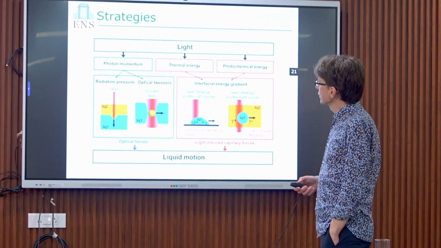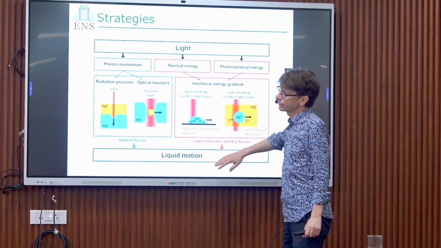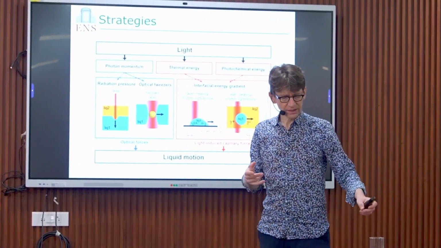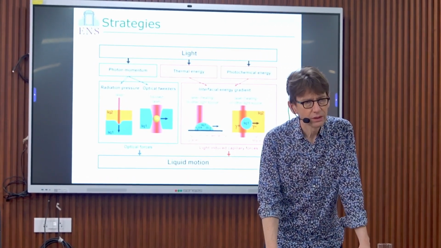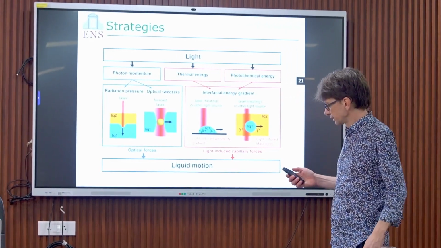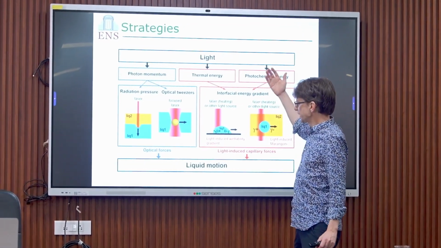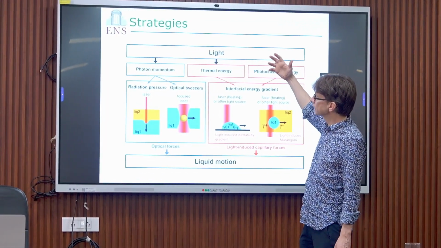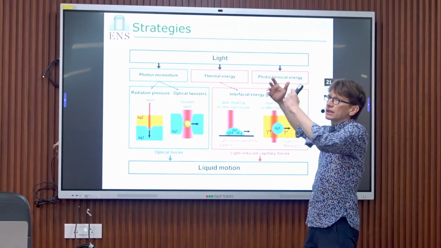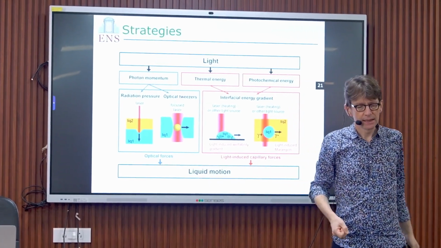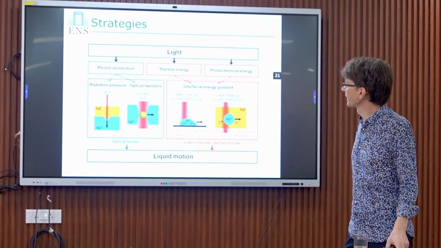So for that, I would like to discuss with you how we could go from light to liquid motion. We'll show you some examples from literature, and then after I will show you some things that we have done. If you want to go from light to motion, you need some energy. So what kind of energy can we transport with light if we want to do something?